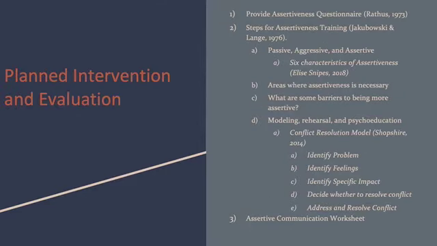The current pandemic did impact some parts of the intervention, but I will go through the steps as I had originally planned. I intended on giving the Rathus questionnaire 3 times to follow the client's progress. The remainder of the intervention was based on the 4 steps to assertiveness you can see on the slide. Defining passive, aggressive, and assertive communication was the initial stage. The 6 characteristics of assertiveness mentioned were eye contact, body posture, gestures, voice, timing, and content.